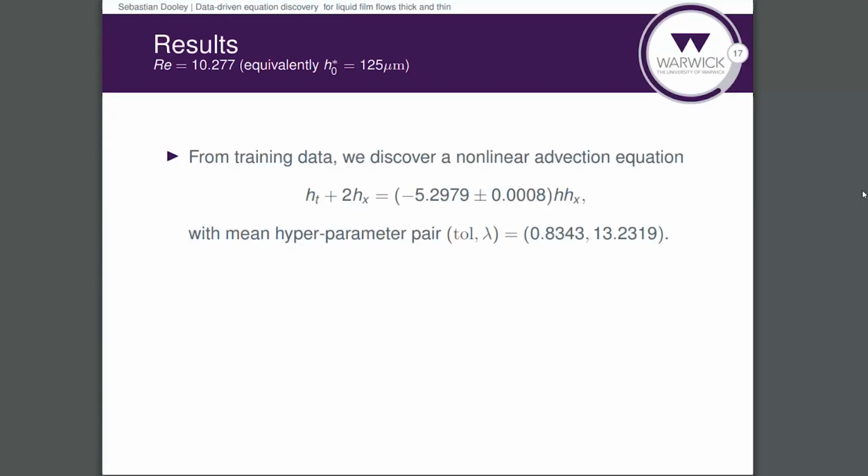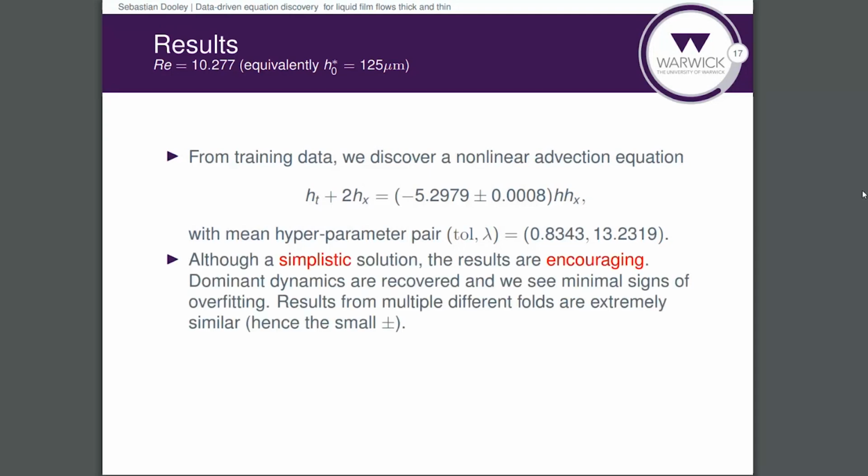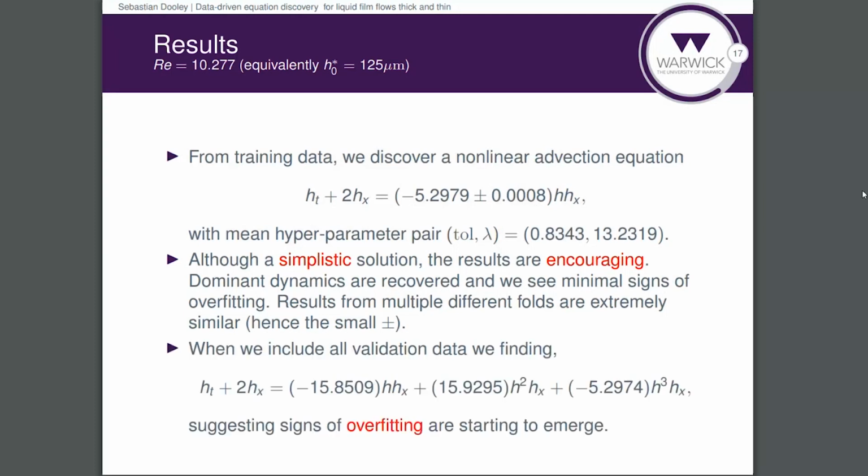And what we got back was a nonlinear advection equation. So nothing groundbreaking, nothing too exciting. But despite being simple, it was encouraging because dominant dynamics were recovered. We saw how strong that advective effect seemed to be from the DNS data. And we saw small signs of overfitting, given that the coefficient was quite small. And when we included some independent testing data, things started to break down a little bit. So that's proof that whilst it was a fun exercise in satisfying our curiosity, it wasn't anything groundbreaking.